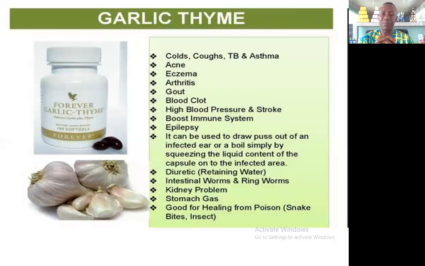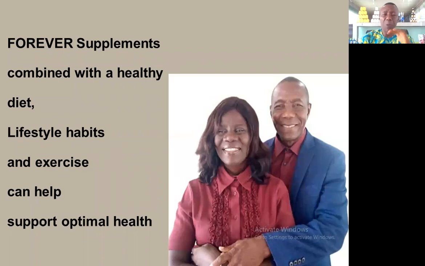Very, very important product. Now, these 4 products I just mentioned: number 1, the aloe vera gel, is a must-take. It's a natural cleanser. And then, of course, the cardio health will empower the heart muscles to function at optimal level. Then the Arctic Sea Omega-3 cleanses the blood vessels of every unhealthy fat deposit. And then the garlic thyme empowers a healthy blood pressure. Now, with Forever supplements combined with a healthy diet, lifestyle habits, and exercise, we can experience amazing, optimal health.